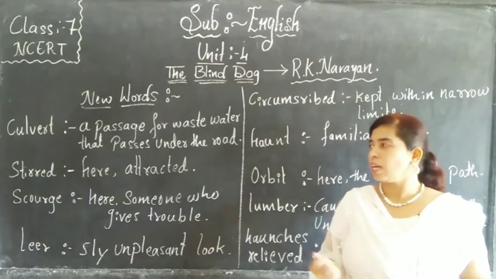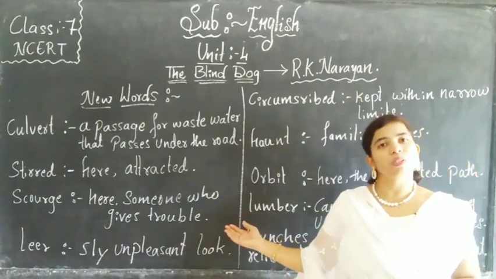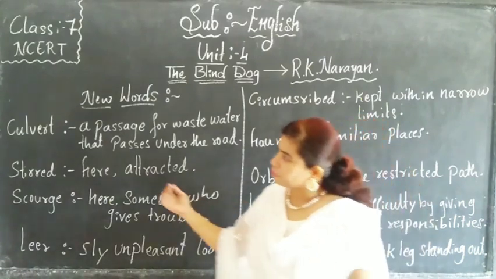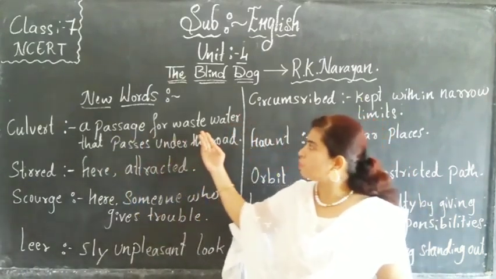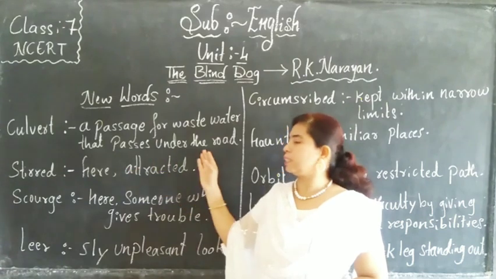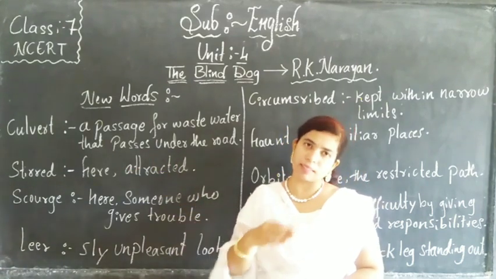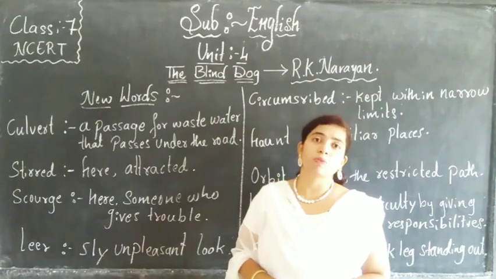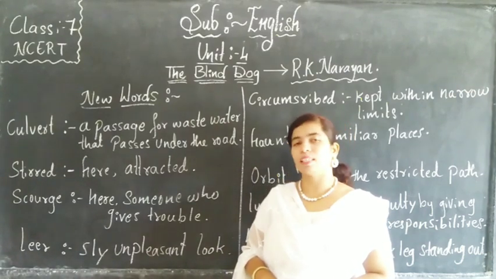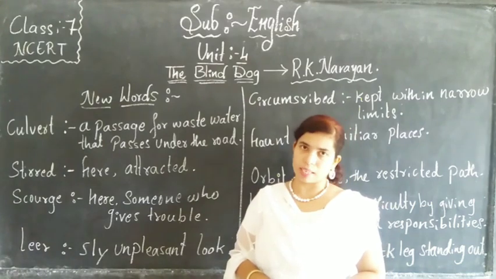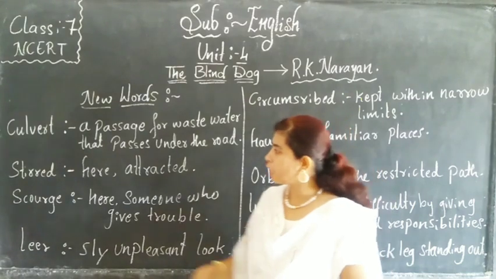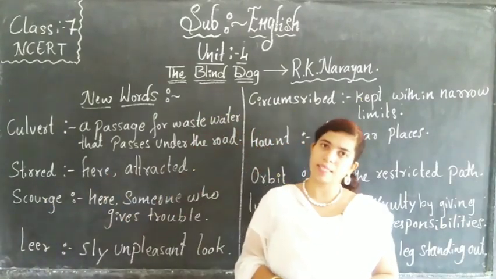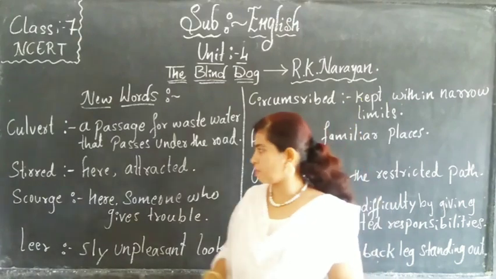Before going to the lesson, I want to show you some new words which will appear in this lesson. First is culvert, a passage for waste water that passes under the road. A passage that passes under the road for waste water, that is called a culvert. In the common sense, we call it a drain. Okay? Stirred, here, means attracted, my dear students.